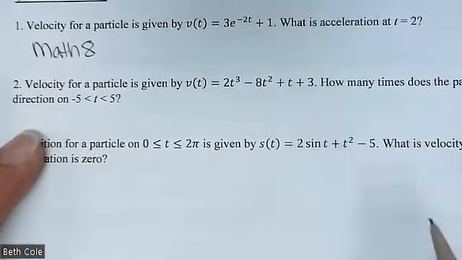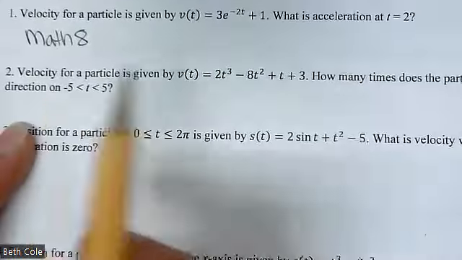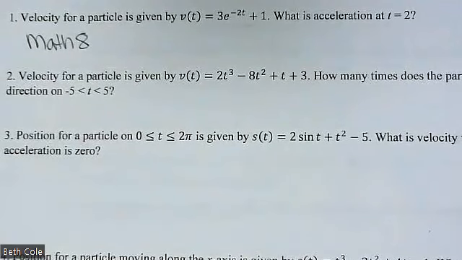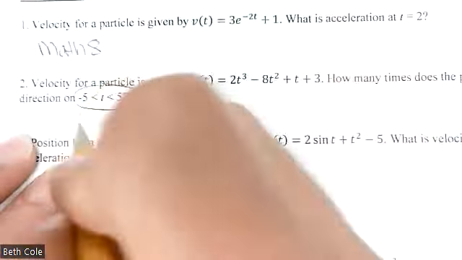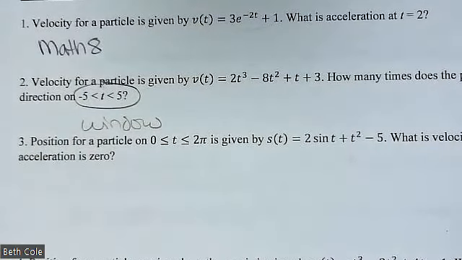What did they give us for this one? Velocity. How many times does a particle change direction? That's when the velocity changes sign. So that's when it would go from above sea level to below sea level or vice versa. Do you get what I'm saying? So you would type it in. You would make your window be -5 to 5, and you would just count them.